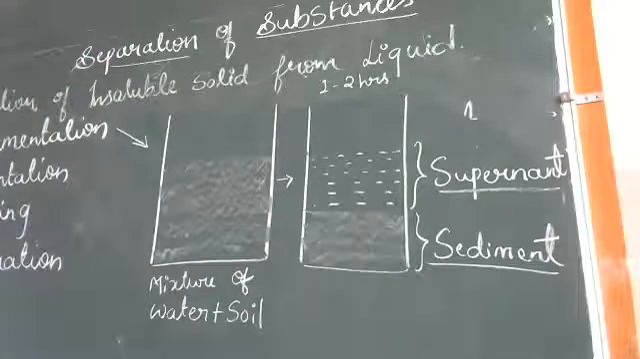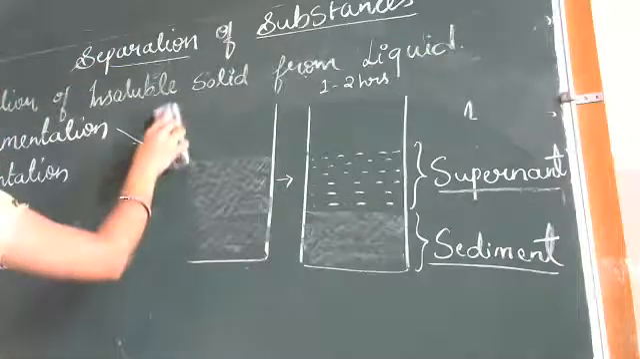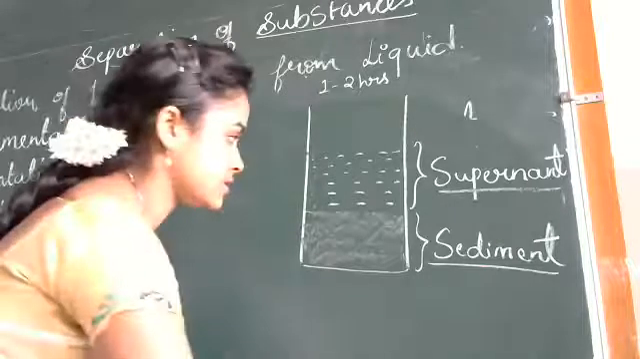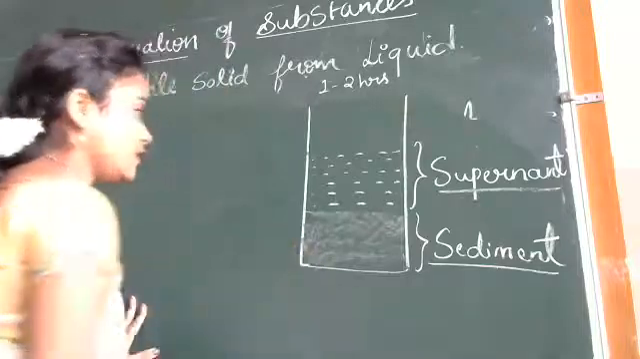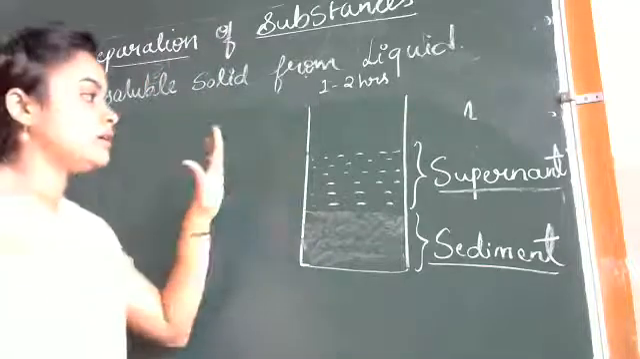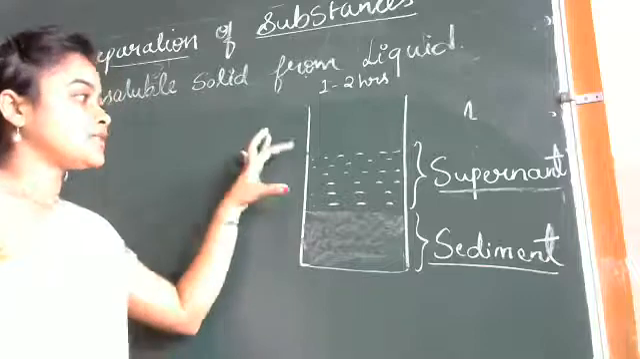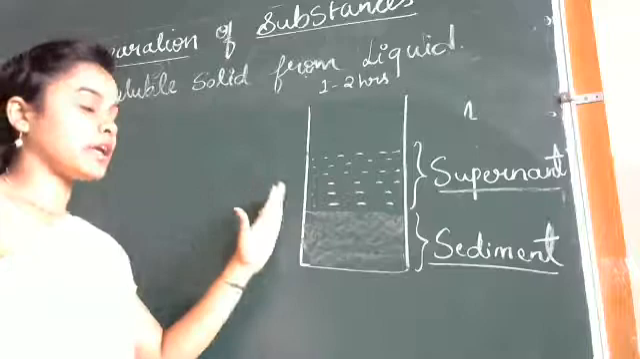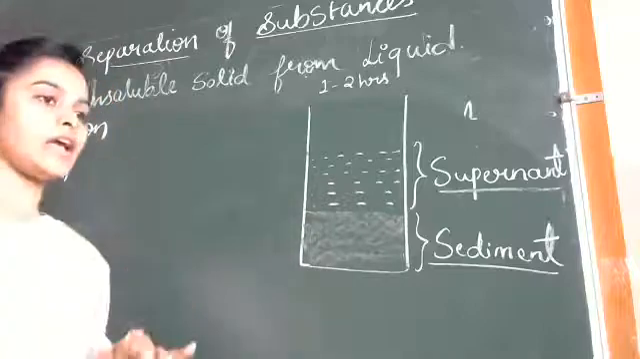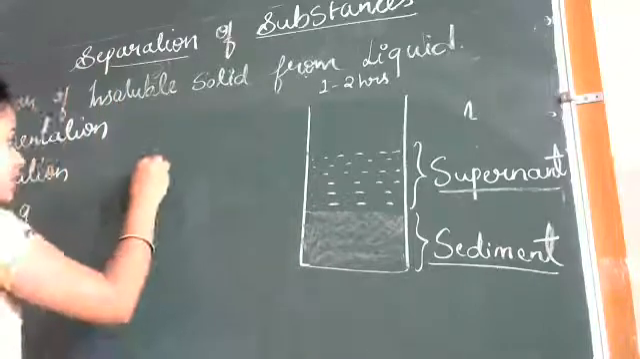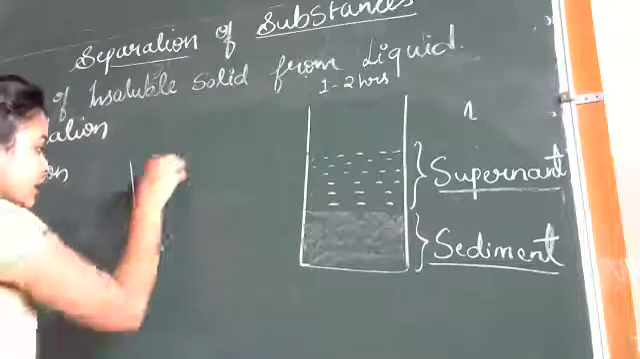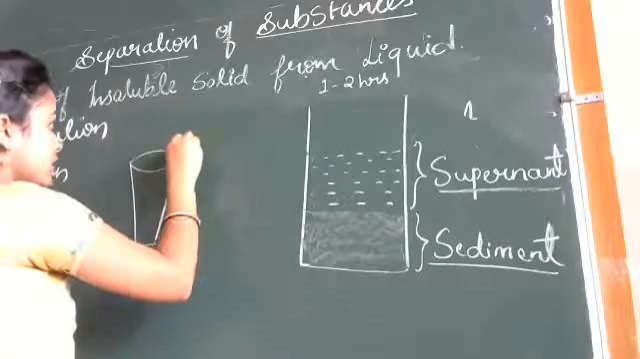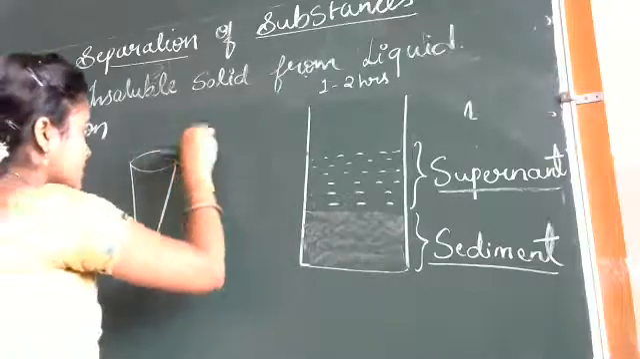Okay. Now shall we move to the next? The next method is decantation. What is meant by decantation? How are we going to do this decantation? Now what we'll do is, the mixture where we have separated the water and soil, the same beaker we will take for the process of decantation, right? Now here I'll take 2 glasses. Here one glass is there, and one more glass is there.